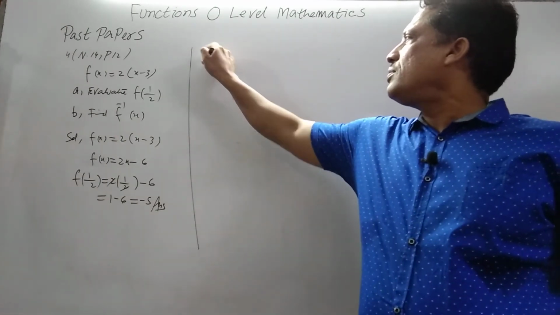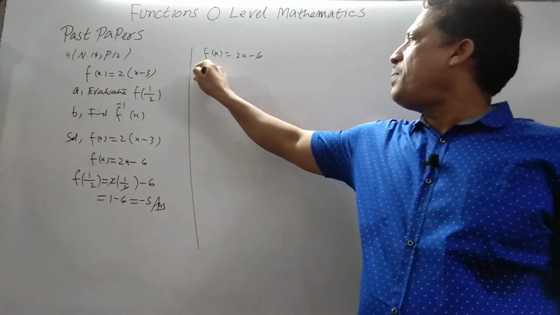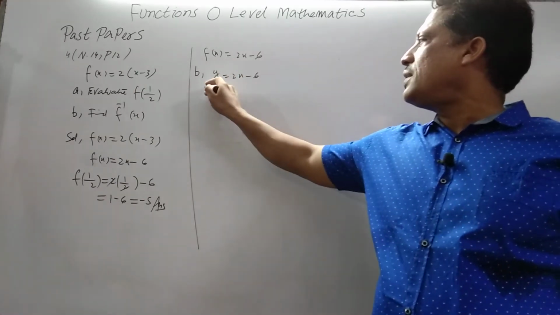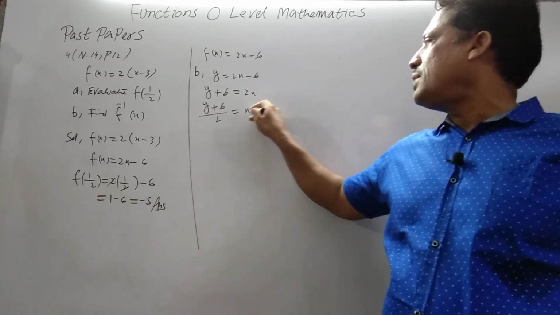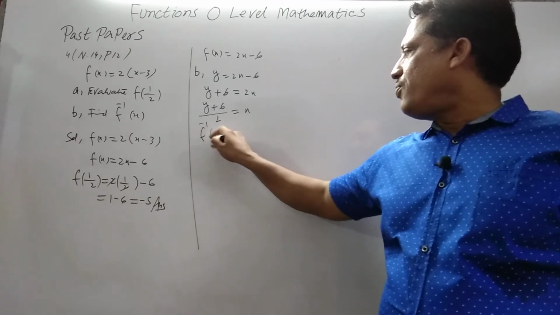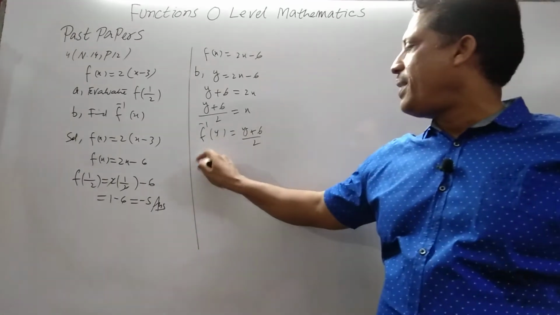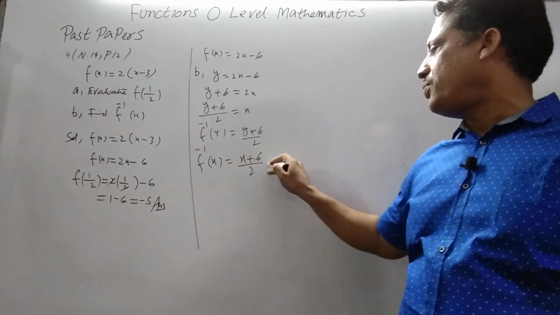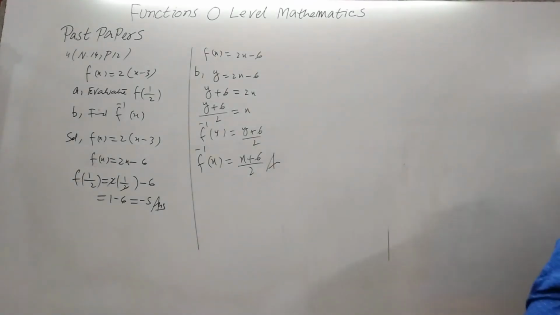The next part is f(x) is equal to 2x minus 6. Part B, we have to find f inverse x. Again replace f(x) by y. y equals 2x minus 6. y plus 6 is equal to 2x. (y plus 6) upon 2 is equal to x. f inverse y is equal to (y plus 6) upon 2. And lastly, replace this y by x. f inverse x is equal to (x plus 6) upon 2. Answer. I hope you completely understand how we find the inverse of the function. Next question.